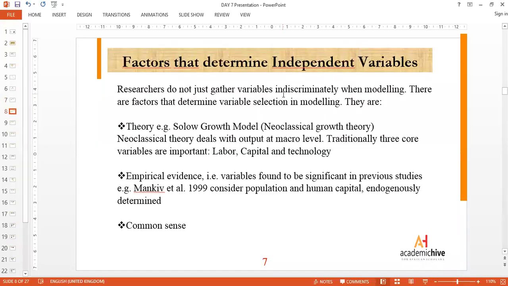Now, what are the factors that determine the independent variable? Researchers don't just gather independent variables indiscriminately when you're modeling. So there are certain factors that determine variable selection in modeling. The independent variable here is simply that variable or that concept that you're using to predict an outcome.